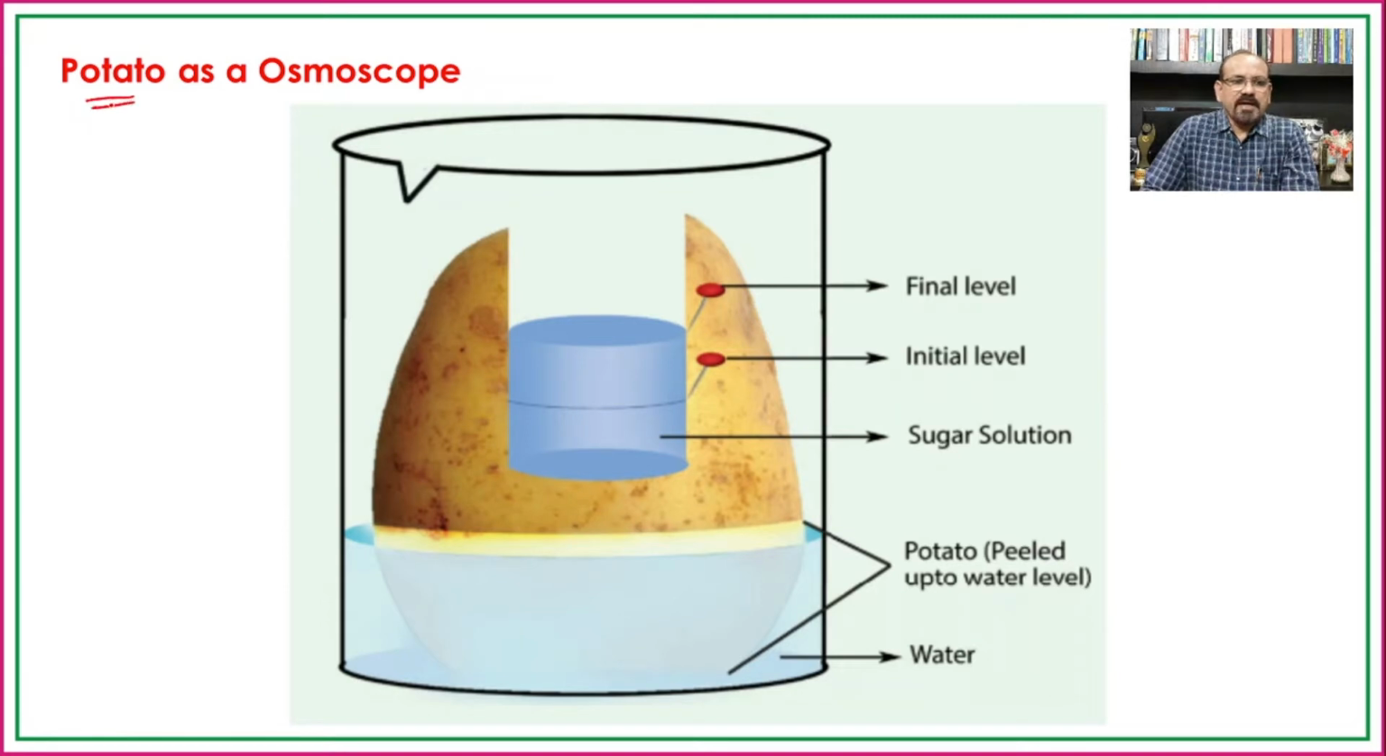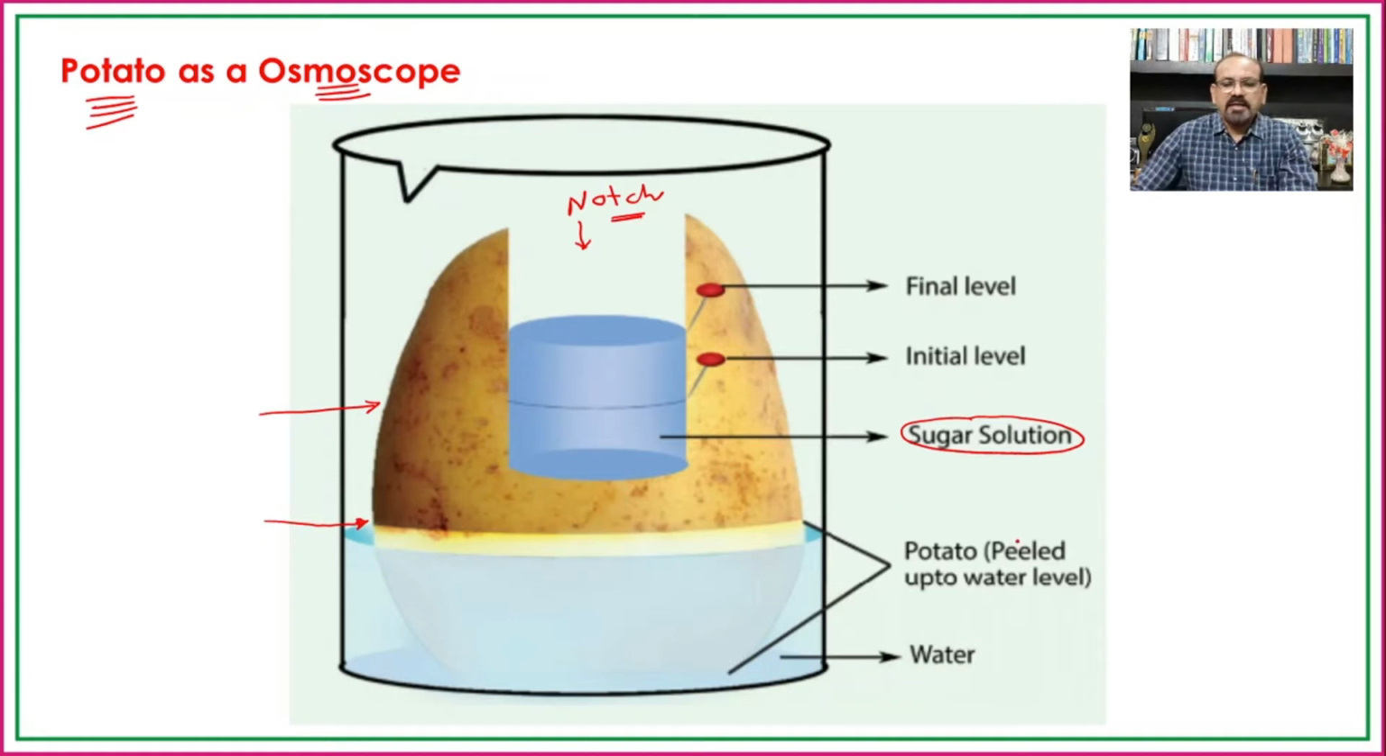Here the potato is used as an osmoscope to study osmosis. See here, there is a formation of a notch in the potato, and this notch is filled with the sugar solution, and the lower part of this potato is peeled off, as the outer cover of the potato is impermeable to the water.